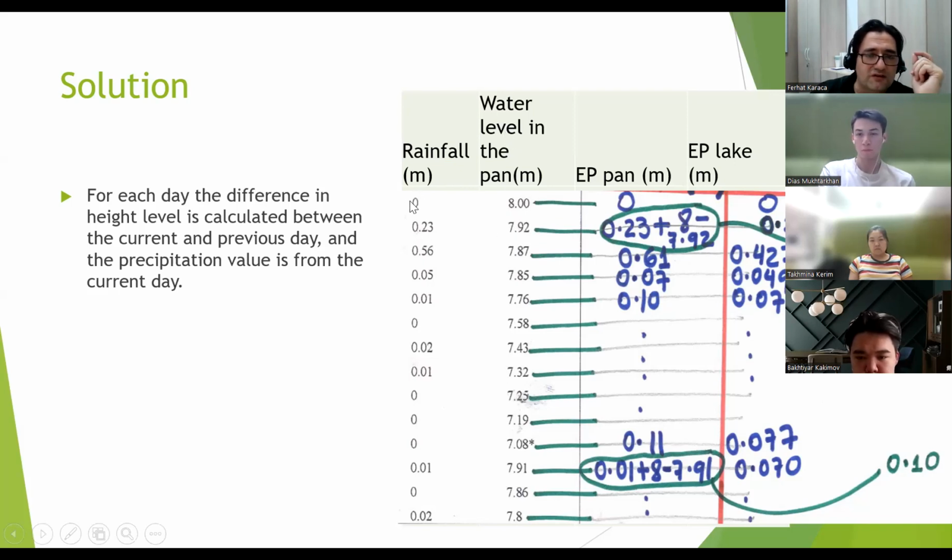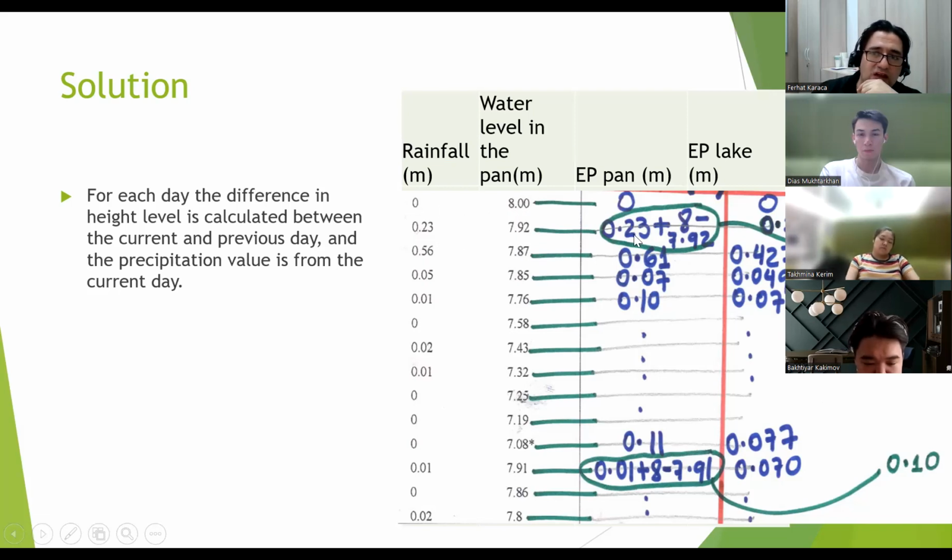Note that rainfalls are plus values. It means that you are adding water level to the pan, and this is the evapotranspiration. Actually, this is the evaporation rate. You are losing water here. So that's why this value will be added while this value will be subtracted. And in order to calculate the EP, the evapotranspiration rate in the pan, in the first one there is nothing because we are starting in the first day with 8, there is no change.